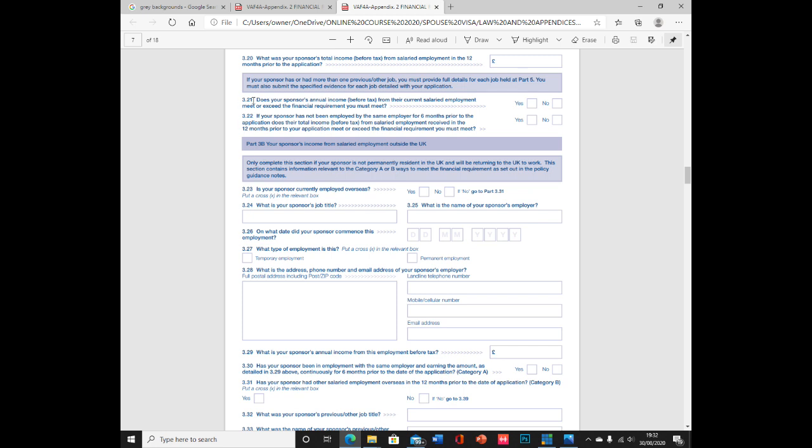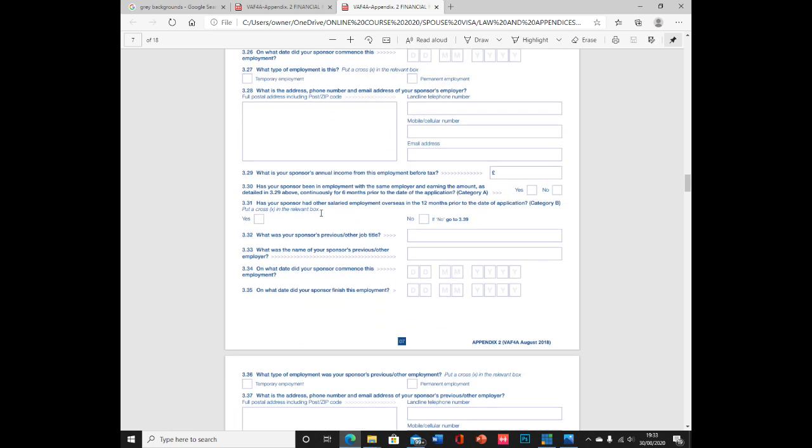And you will say, does your sponsor's annual income from the current salaried employment meet or exceed the financial requirements? Yes or no? If your sponsor has not been employed by the same employer for 6 months, yes or no? And then your sponsor's income from salaried employment outside the UK. So part 3B is for overseas income, for people who are receiving income not from the United Kingdom but from any other country, if they have overseas companies or overseas income.